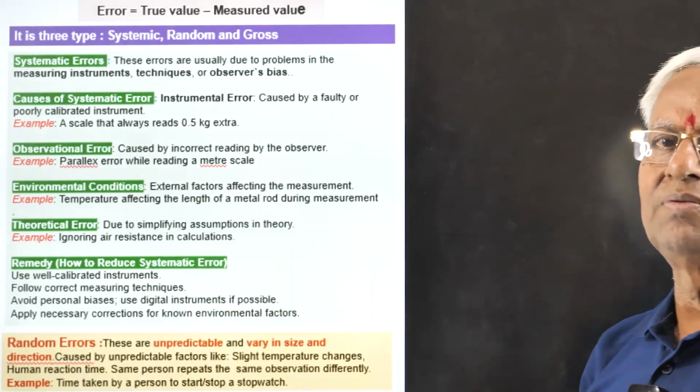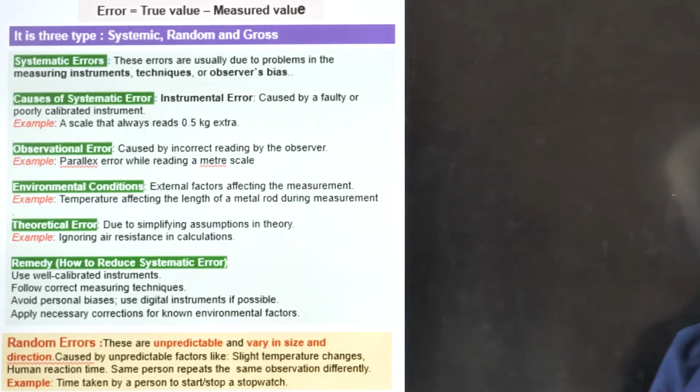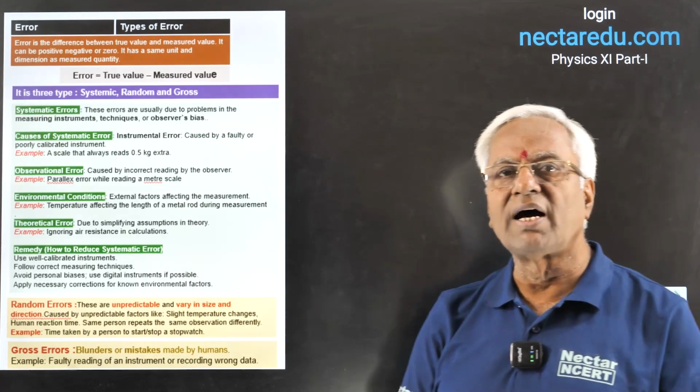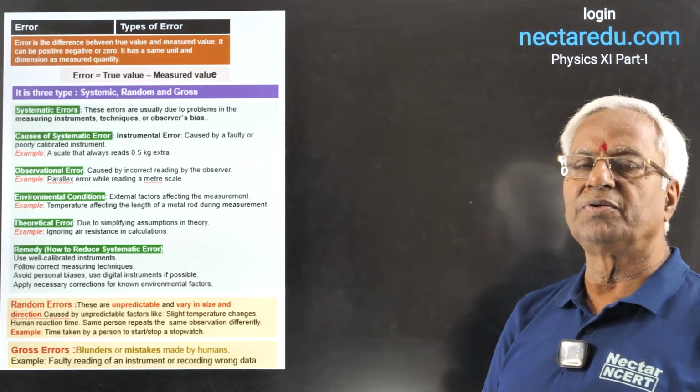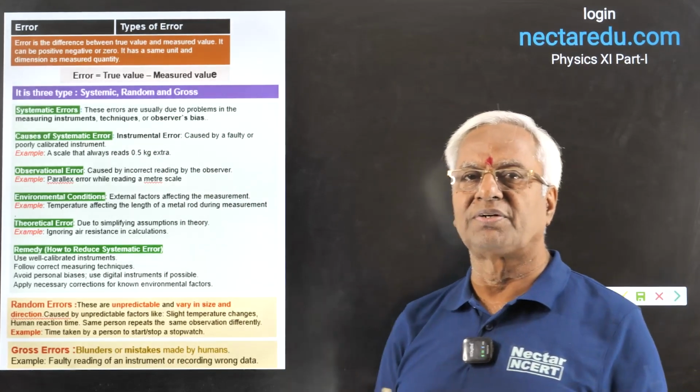But the second general type is random error. The size and direction both are subject to change. But random error, you never know. You don't have the prediction even.